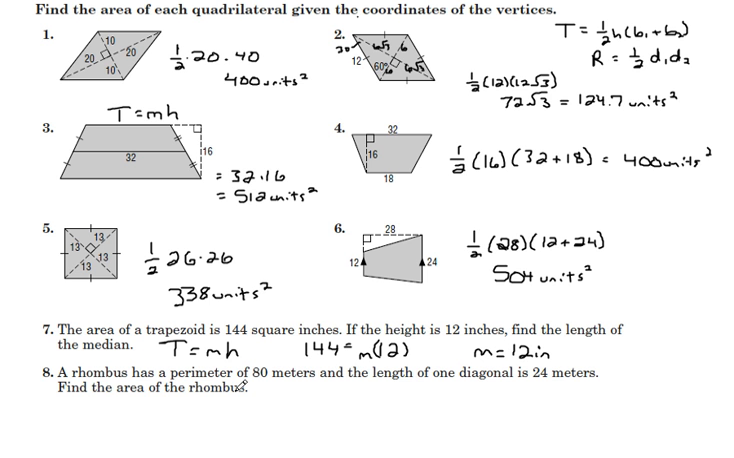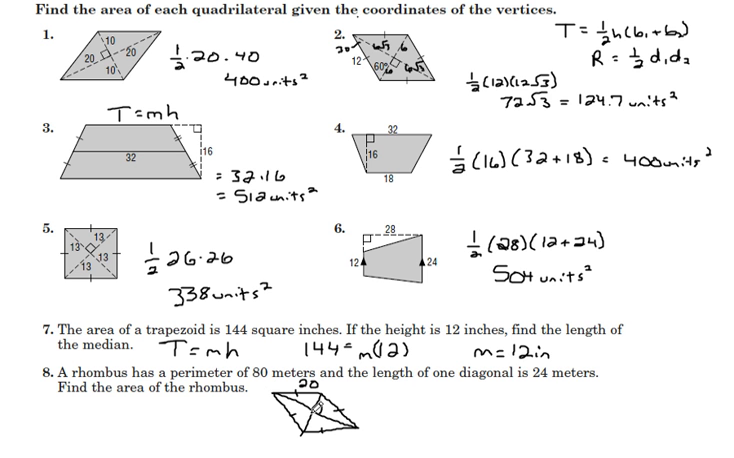Okay, for number 8, rhombus. Rhombus has a perimeter of 80 meters. Just kind of draw a quick picture of this. They're all the same side. Each side is 20 if it has to add up to 80. So here's a length. Here's another length. I know they're intersecting at 90 degrees. Find the length of one diagonal. The length of one diagonal is 24 meters. Find the area of the rhombus.